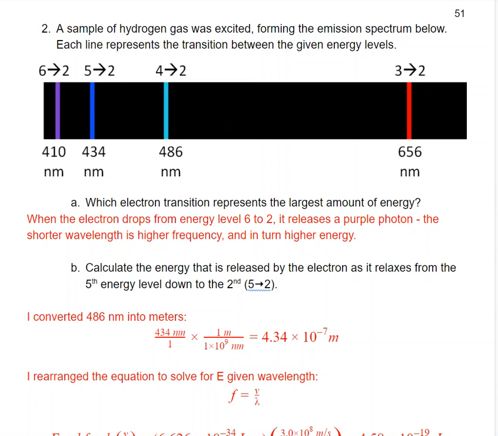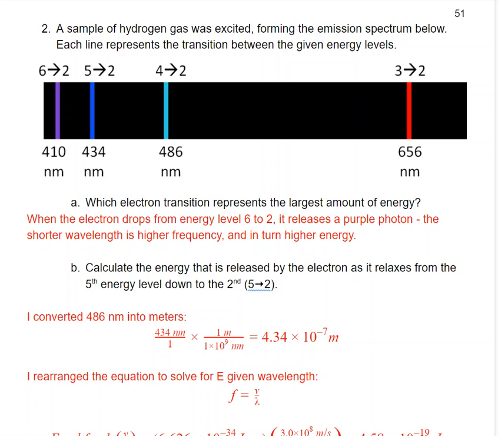So which electron represents the largest amount of energy? That's going to be the one at 410 nanometers, which is traveling from 6 to 2. So this purple photon is going to be shorter wavelength, thus higher frequency, so higher in energy.